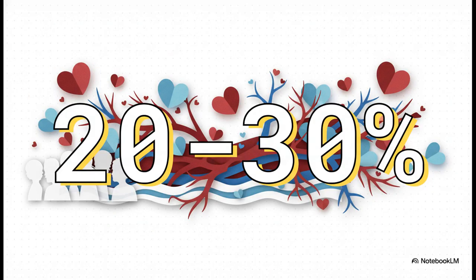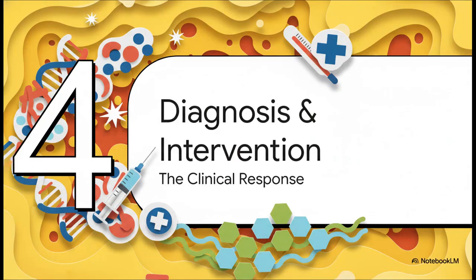So here's the crucial point. Without treatment, up to 30% of children will develop coronary artery aneurysms. This single statistic is exactly why Kawasaki disease is now the leading cause of acquired heart disease in children in developed nations. Okay, so you're faced with this clinical picture. You understand the potential danger. How do you confirm the diagnosis?